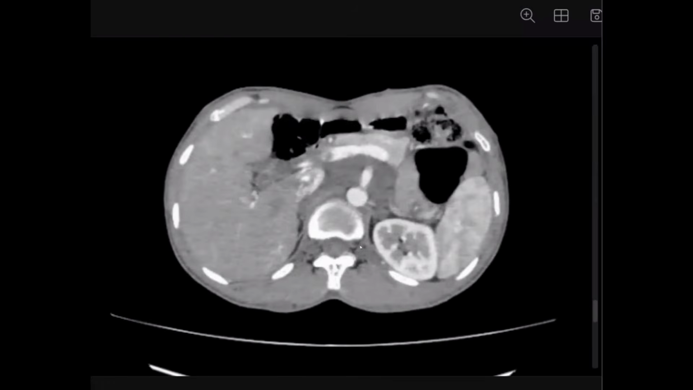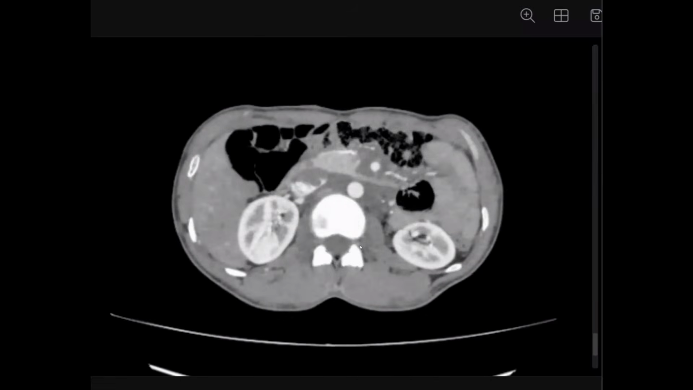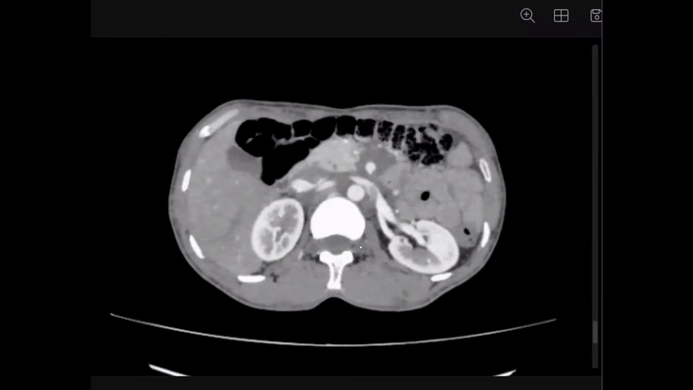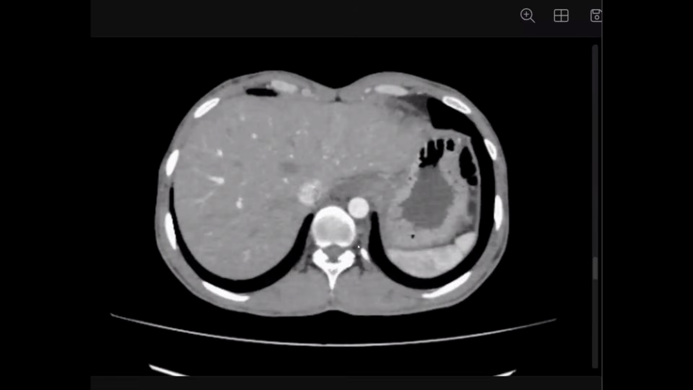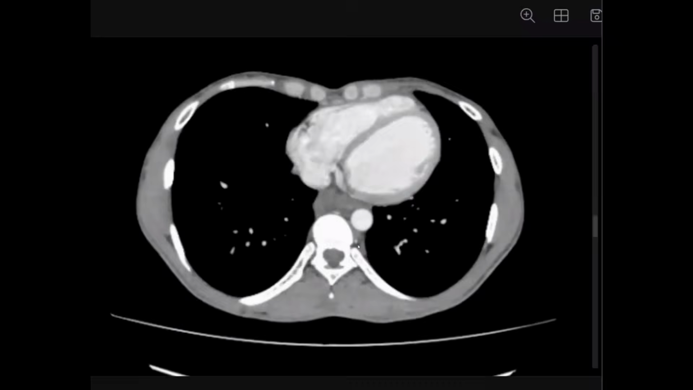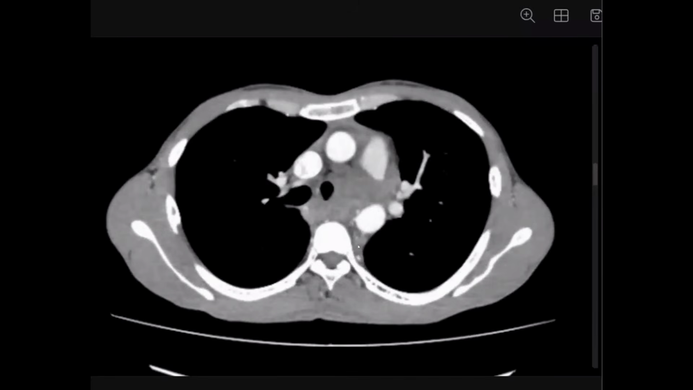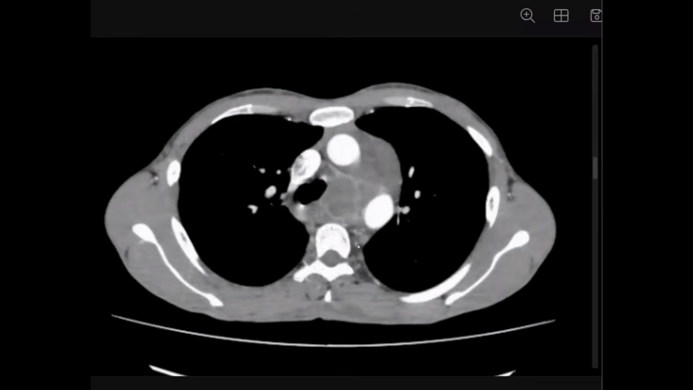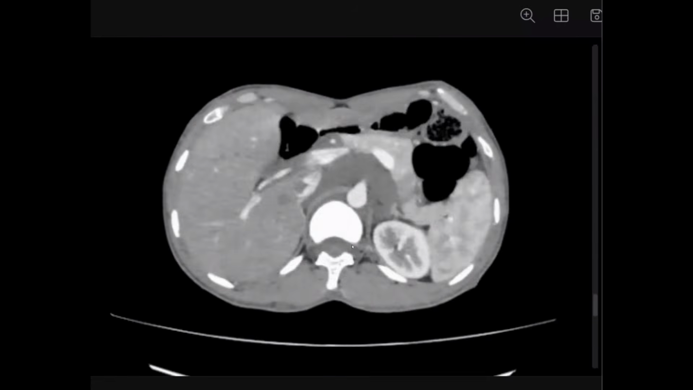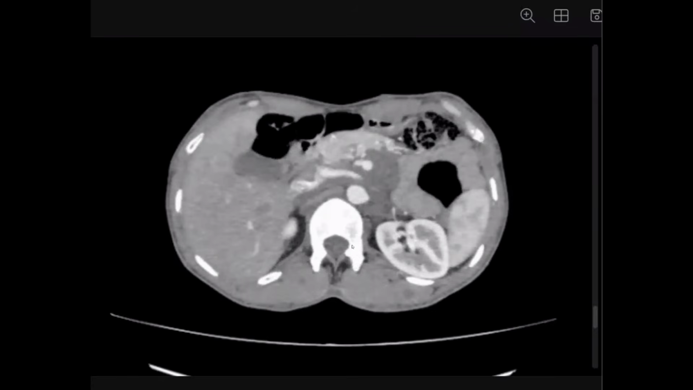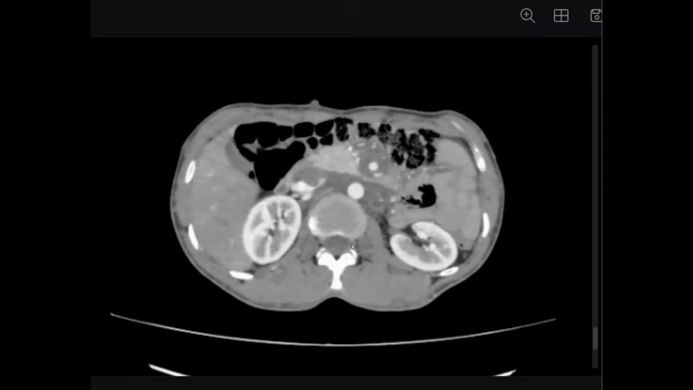So my most likely diagnosis is lymphoma. Okay, but it's not so enhancing. What else? Retroperitoneal and posterior mediastinal masses, yes.